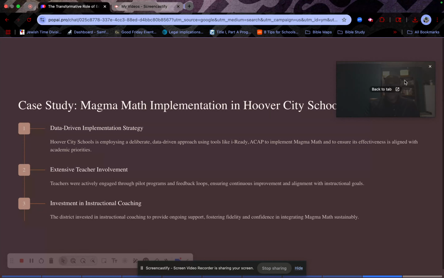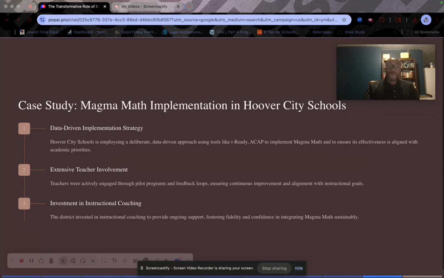So within Hoover City Schools, we are adopting a program called Magma Math. And we did kind of what I just talked about for the last several minutes with that implementation process, where Dr. Robbins, who is our assistant superintendent for curriculum and instruction, went through those steps to implement Magma Math.